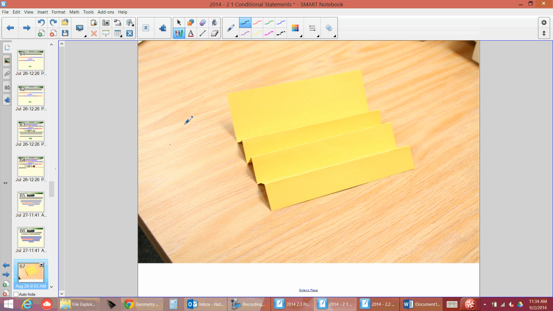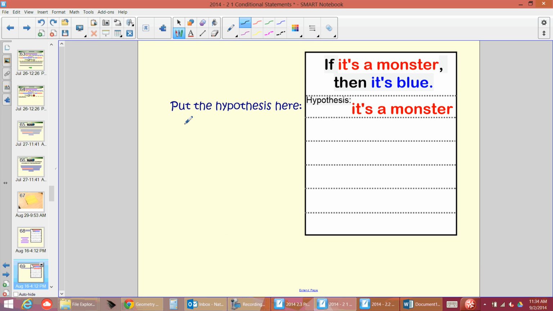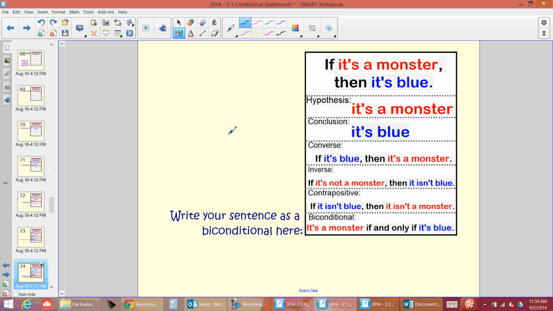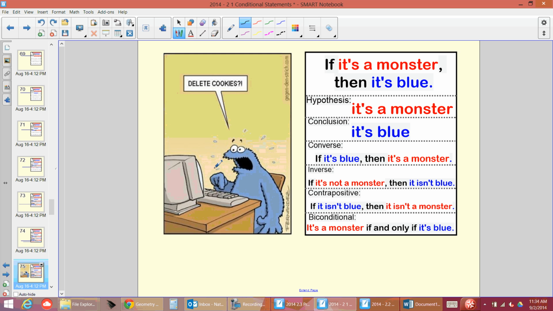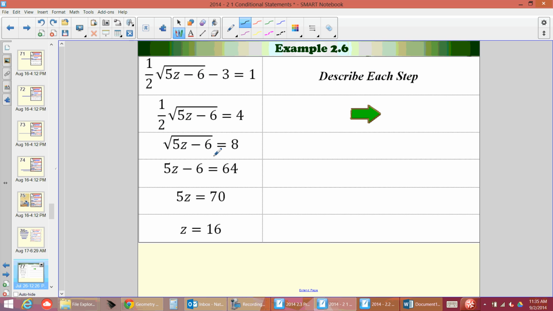Okay. We're actually going to skip the foldable, but I want you to go over the foldable right here. This is what this will look like when we're done making it. If it's a monster, then it's blue. Hypothesis, it's a monster. Conclusion, it's blue. Converse, if it's blue, then it's a monster. Inverse, if it's not a monster, then it's not blue. Contrapositive, if it isn't blue, then it isn't a monster. Biconditional. It's a monster if and only if it's blue. That's your foldable. All right, we're going to keep those.